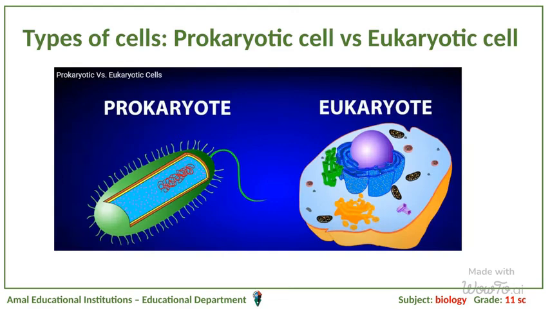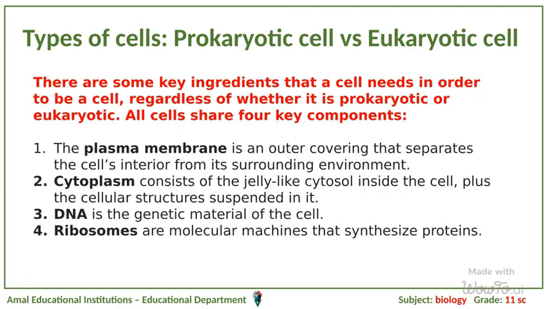Prokaryotic and eukaryotic cells are the two fundamental types of cells that constitute all living organisms. There are some key ingredients that a cell needs in order to be a cell, regardless of whether it is prokaryotic or eukaryotic. All cells share four key components.